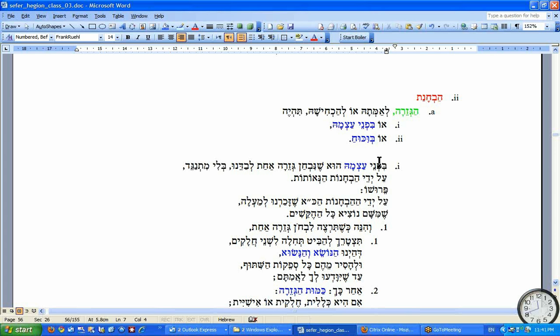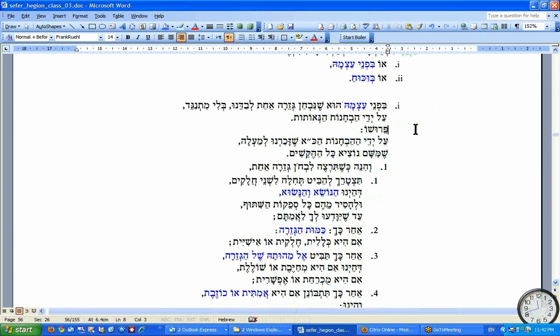So he says like this, it's the dissection of a statement without a misnagda, without anyone opposing it. Ad yedei havchanos ha'naosos, according to the proper distinctions. Let him spell it out, because this is really the foundation of this whole system over here.